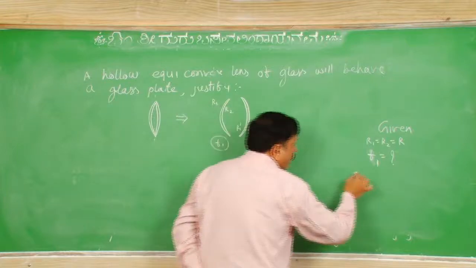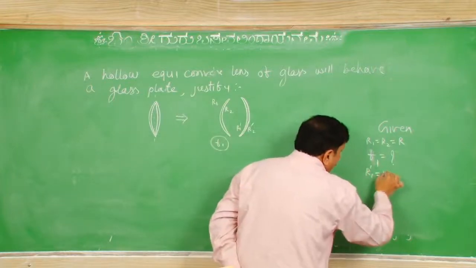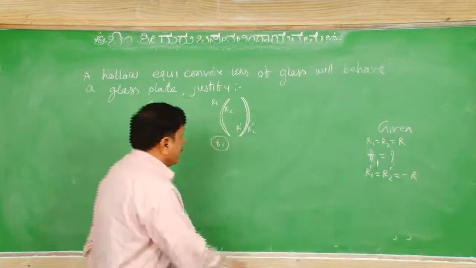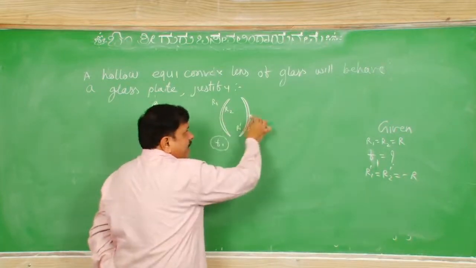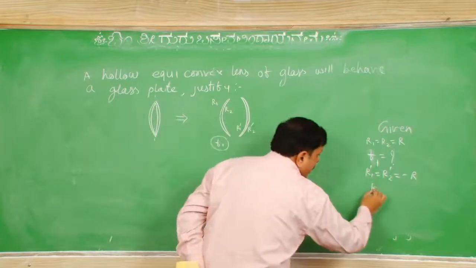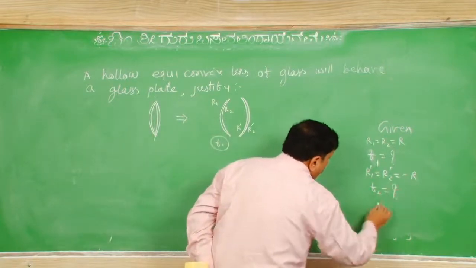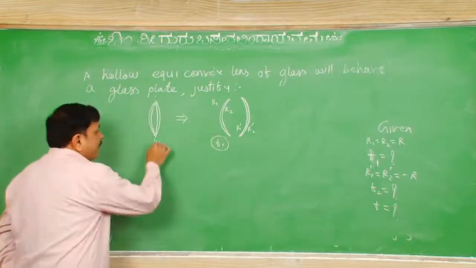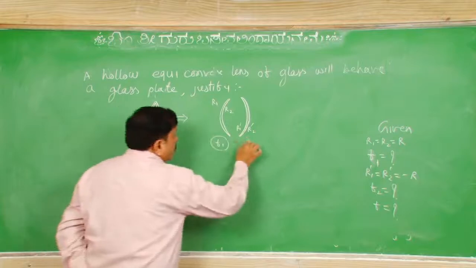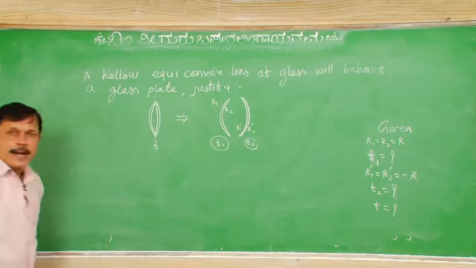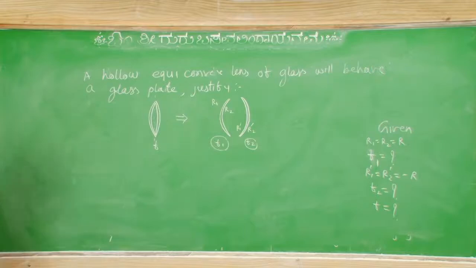Then for the second one, R1 dash and R2 dash should be how much? Both should be minus. Here the ray is incident like this. Both will have curvature on this side, so both will have a minus sign. F2 is how much? We'll find out. Then we can go for the relation of effective focal length. So the focal length of this we are taking as F2, this as F1, and this as F.